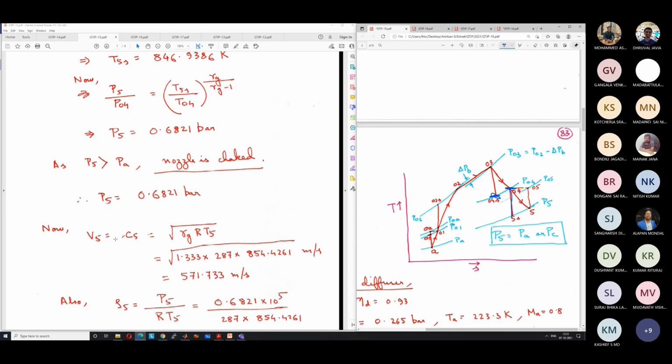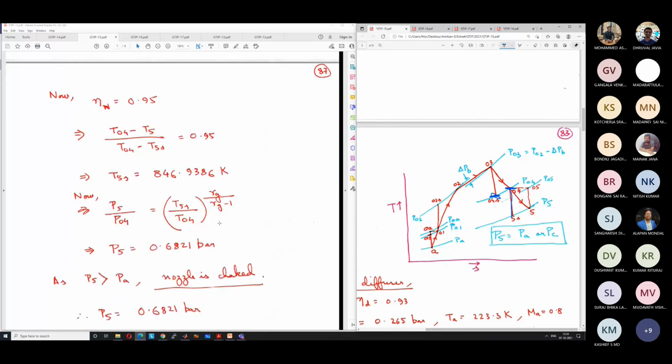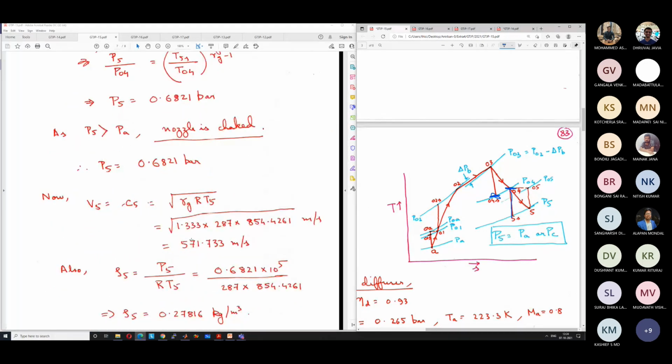So V5 should be equal to the sonic velocity C5, which is root over gamma R T5. R will be 287, gamma is 1.333. Again, a very common mistake is that people take here 0.287. So you have to convert it to joule per kg Kelvin, SI units. Into T5, which we have already calculated, I guess, 854.4261. So plug in the values, you get the velocity as 571.733 meter per second. This is the exit velocity, the exhaust velocity.